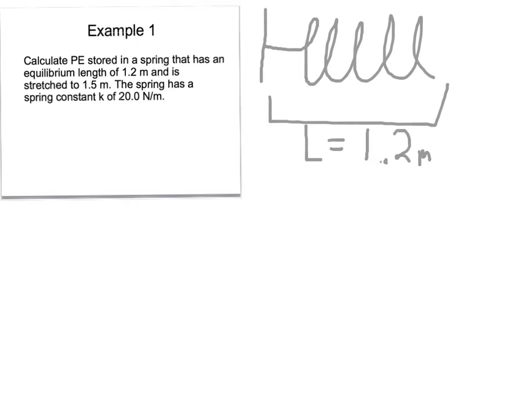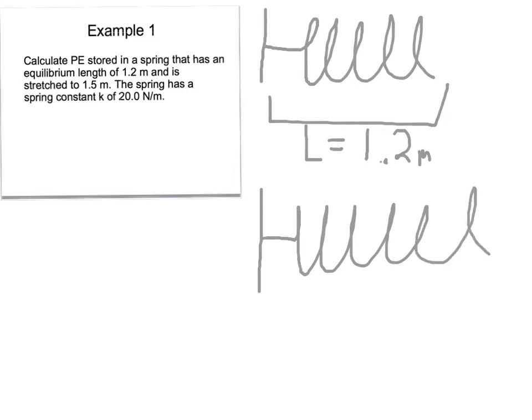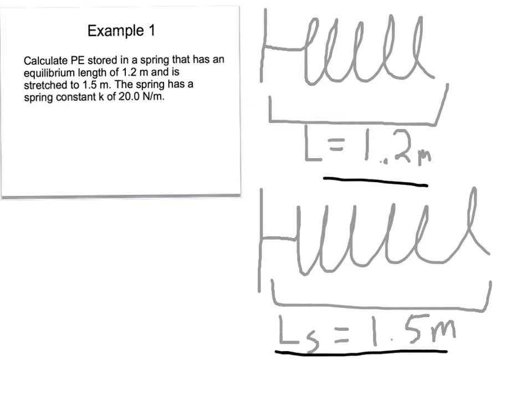And then along comes somebody and they stretch out the spring to 1.5 meters. So here's my stretched spring. And now it has a stretched length, so let's call it L stretched, of 1.5 meters. The displacement of the spring is the difference between its equilibrium length and its stretched length. So it's been stretched by 0.3 meters, the difference between those two numbers. And that will be the x that I use in the equation.